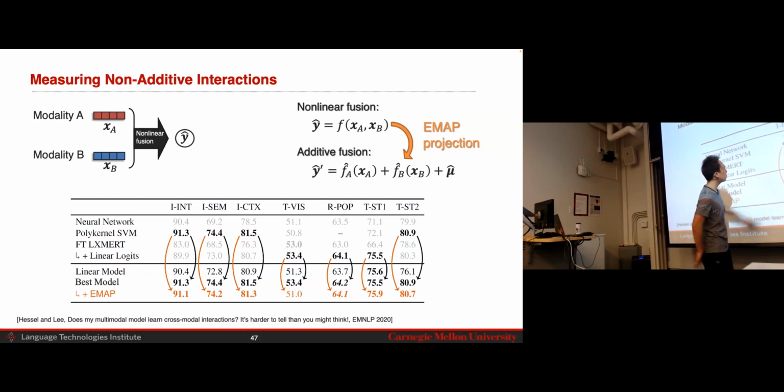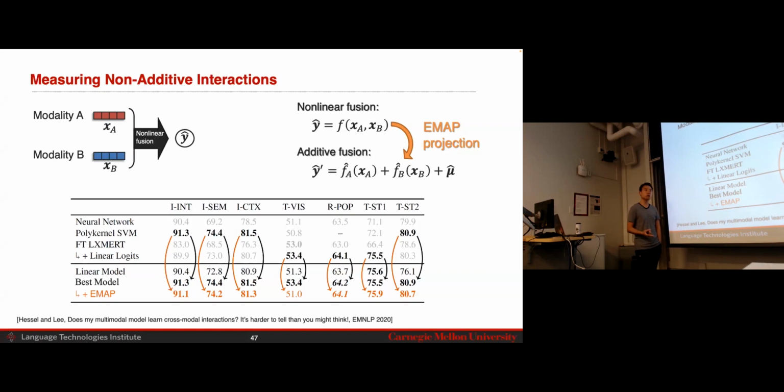And I found that in some cases, the drop is not that much. You can get 91.3 using the most nonlinear kernel SVM, but it just drops to 91.1 when I project into an addition of f of A plus f of B additive functions. I can get 64.1 using this nonlinear neural network on top of some pre-trained model. If I project into addition of f of A plus f of B, I still get 64.1. So sometimes you can train very complex models, and you think they're learning nonlinear interactions, but at the end of the day, they might be only recovering very simple additive functions.